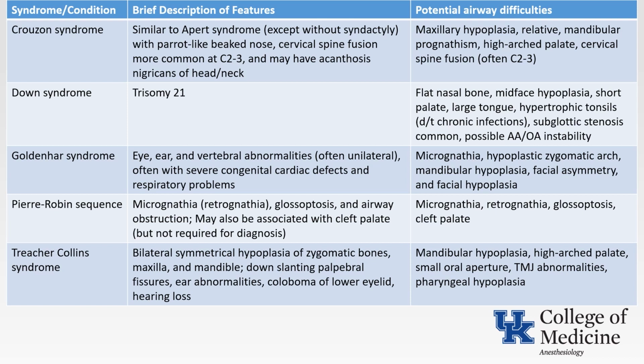Goldenhar syndrome, which is associated with difficult airway, mainly due to the facial asymmetry. Pierre Robin sequence, which is primarily associated with oropharyngeal abnormalities. And then Treacher Collins syndrome, which is associated with both facial and oropharyngeal abnormalities.